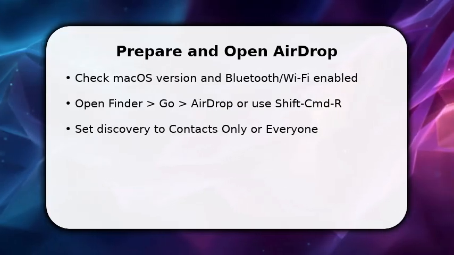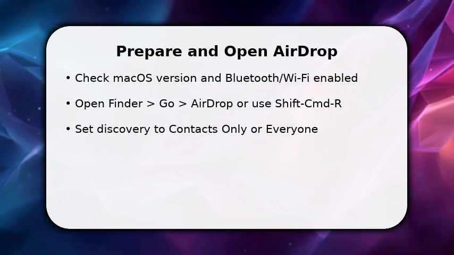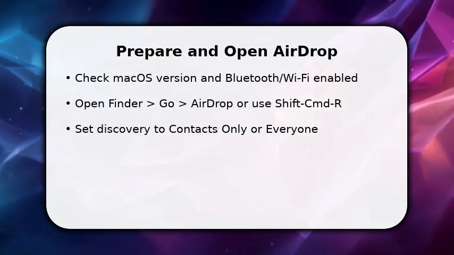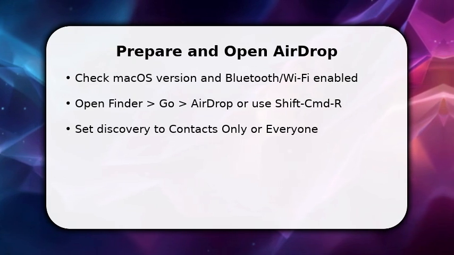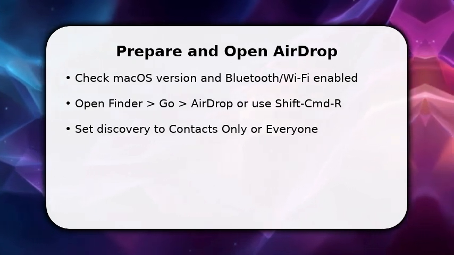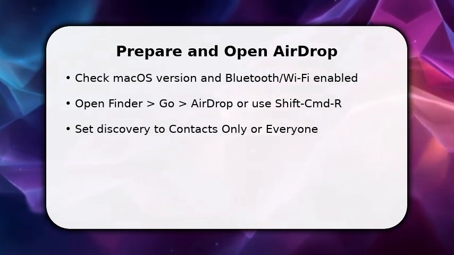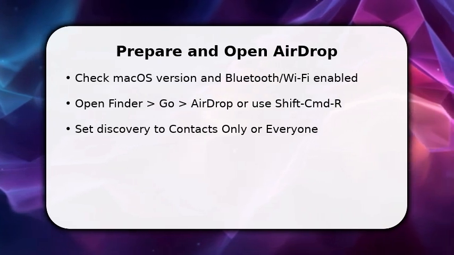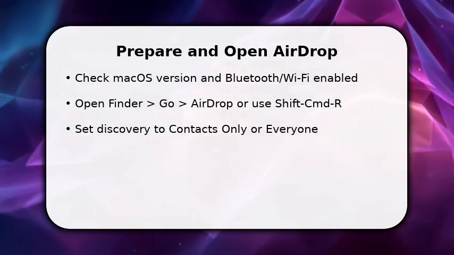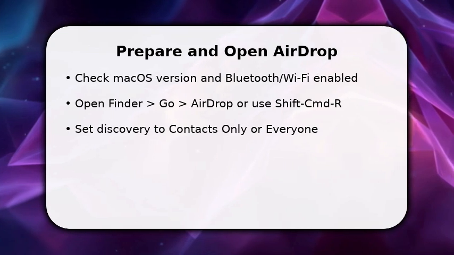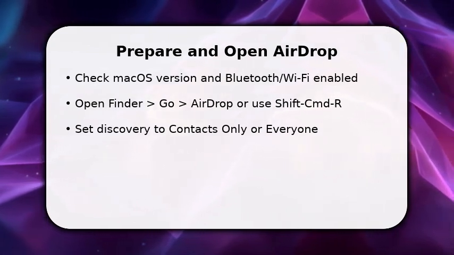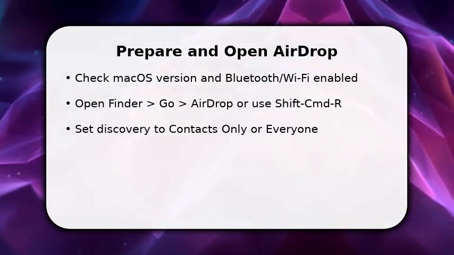You start by confirming Bluetooth and Wi-Fi are on because AirDrop uses both. This ensures discovery and transfer reliability. Open Finder and choose Go, AirDrop, or press Shift-Command-R to jump straight in. Once the AirDrop pane appears, pick Contacts Only for privacy or Everyone to simplify pairing. Make sure your Mac is awake and unlocked.